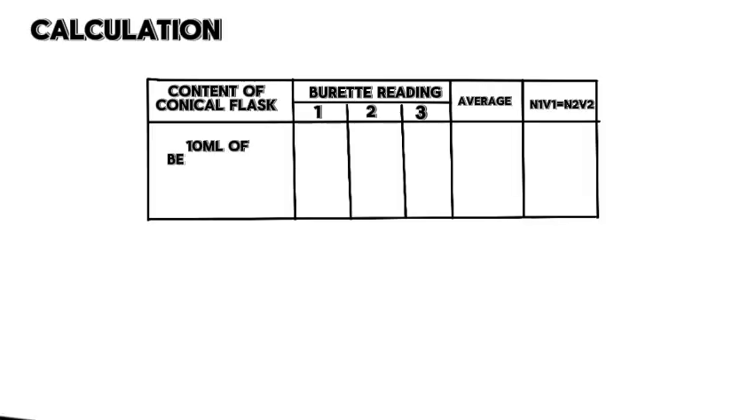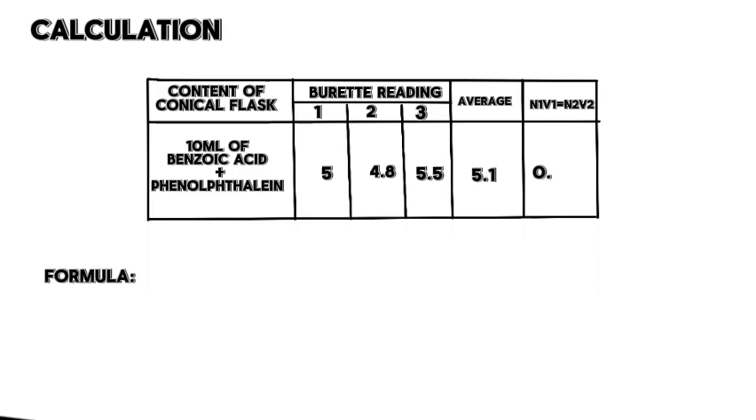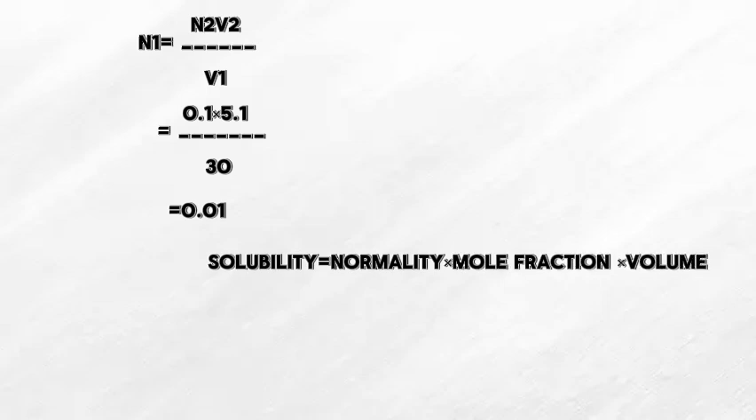Calculation: 10 ml of benzoic acid, plus phenolphthalein. The solubility of drug at room temperature was found to be 6.12% weight by weight.